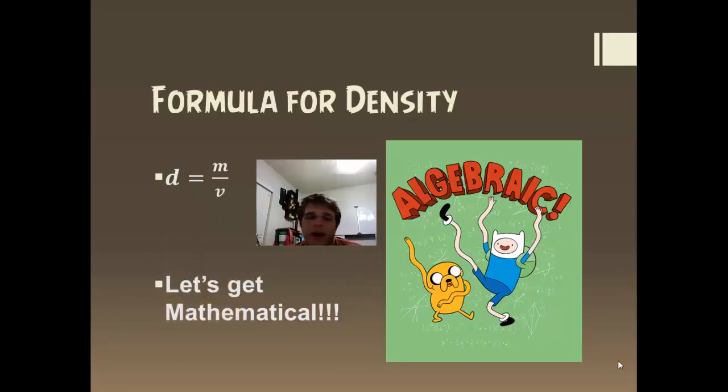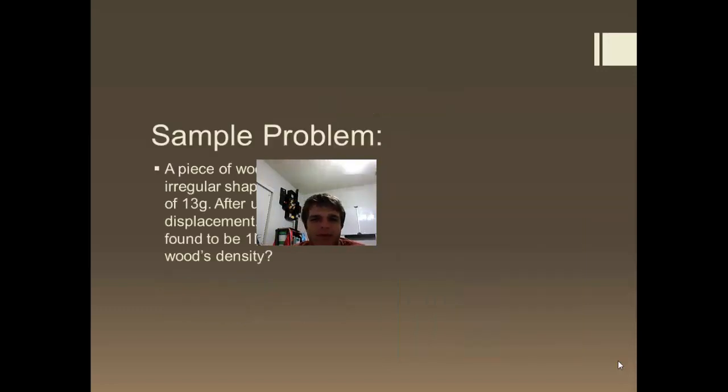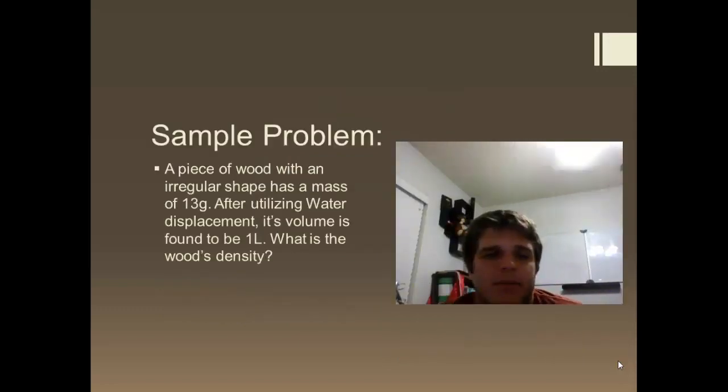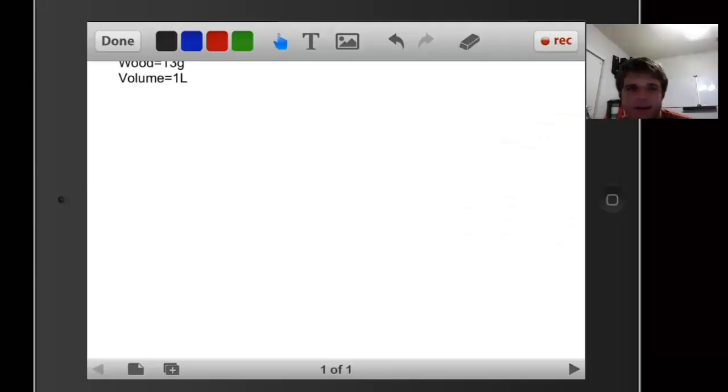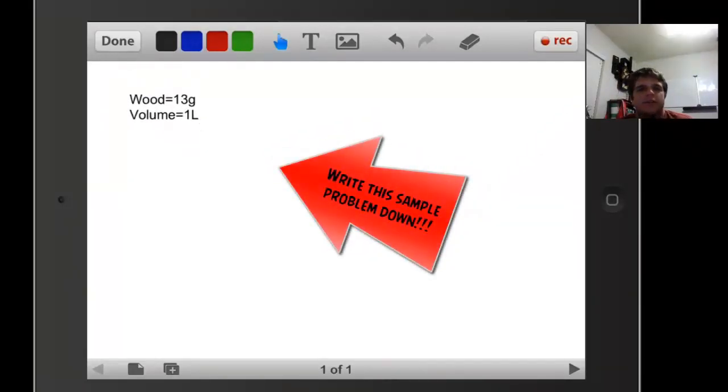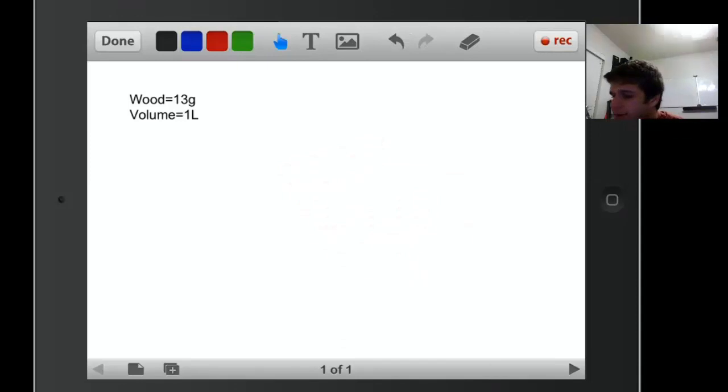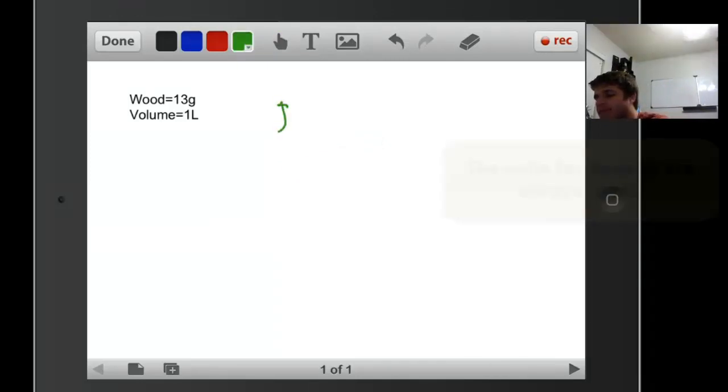All right, so let's do an example with density. Here's a sample problem. It says a piece of wood with an irregular shape has a mass of 13 grams. After utilizing water displacement, its volume is found to be 1 liter. What is the wood's density? So we're dealing with wood that has a mass of 13 grams and a volume of 1 liter. The units for density are always grams per milliliter, okay? G per mL.